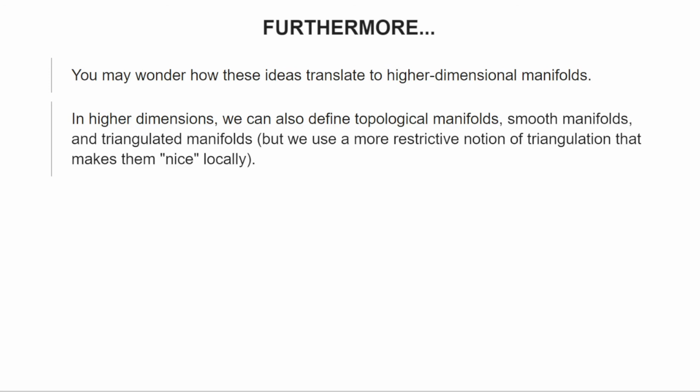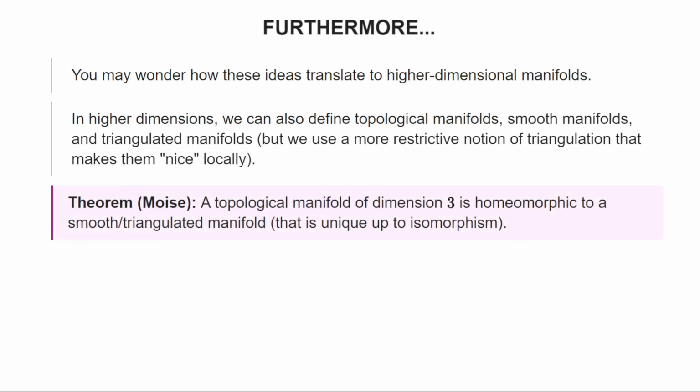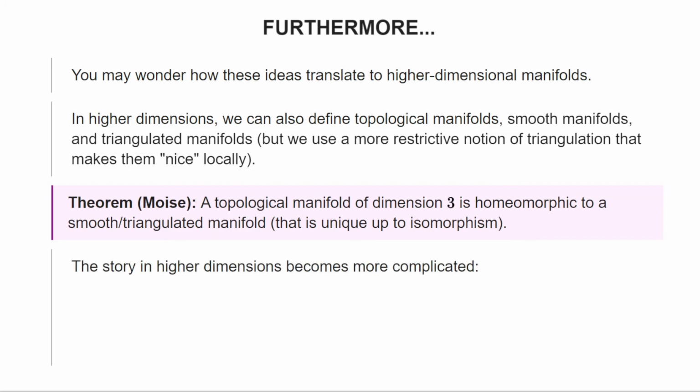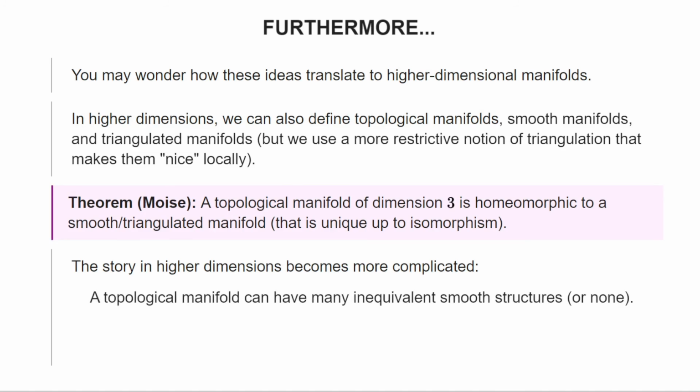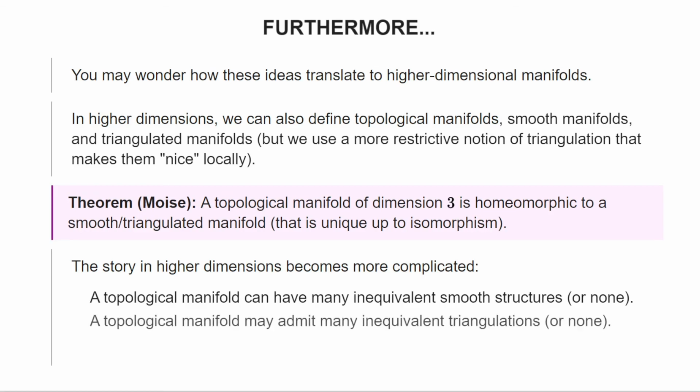You may observe that lemma B tells us that this is always the case in dimension 2, which is why we didn't mention this before. With these definitions at hand, it turns out that the analog of Radó's theorem is also true in dimension 3, where it was proven by Moise in the 50s. However, this is not true anymore in higher dimensions, namely, in dimension 4 onwards, there's topological manifolds that don't have a smooth structure or a triangulated structure.